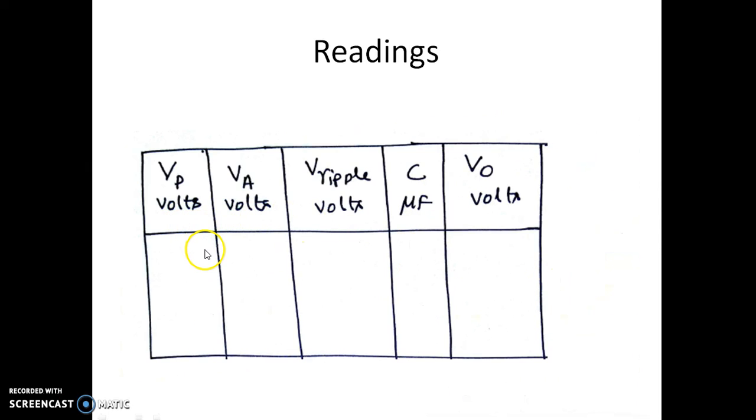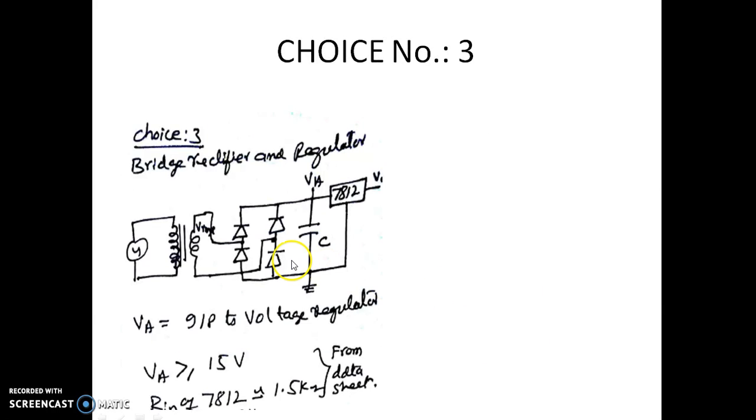Again, the readings were as in the previous case. We have to find Vp, Va, that is the input of the regulator, the ripple at the input of the regulator, the capacitor value, and whether we are getting a constant output voltage or not. So the third choice is using a bridge rectifier and, of course, a regulator.